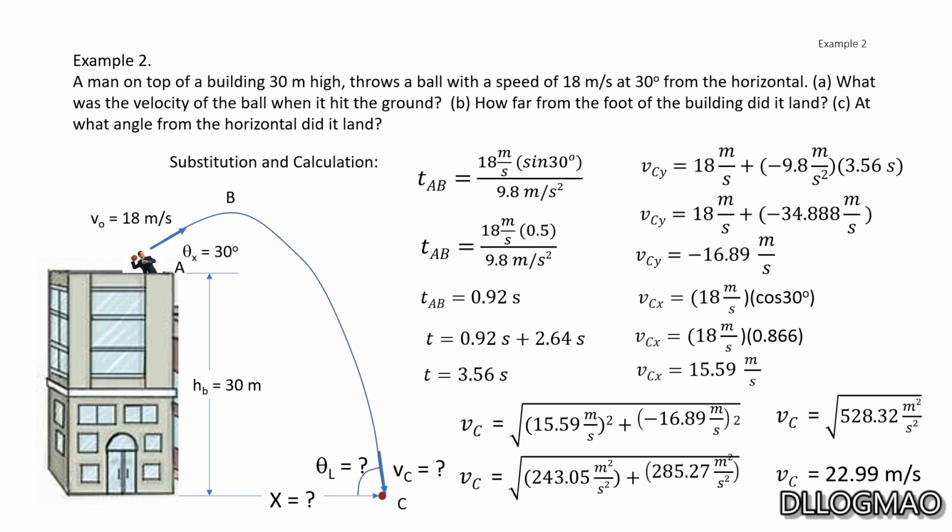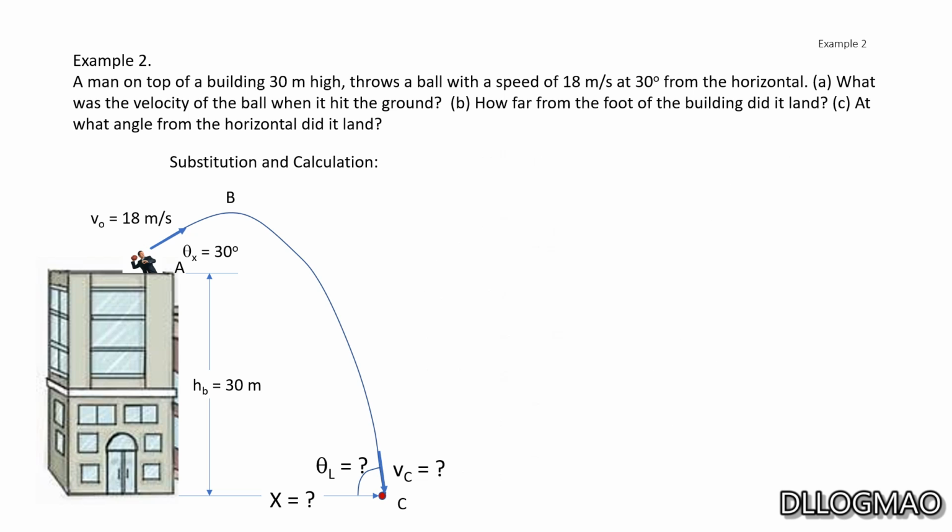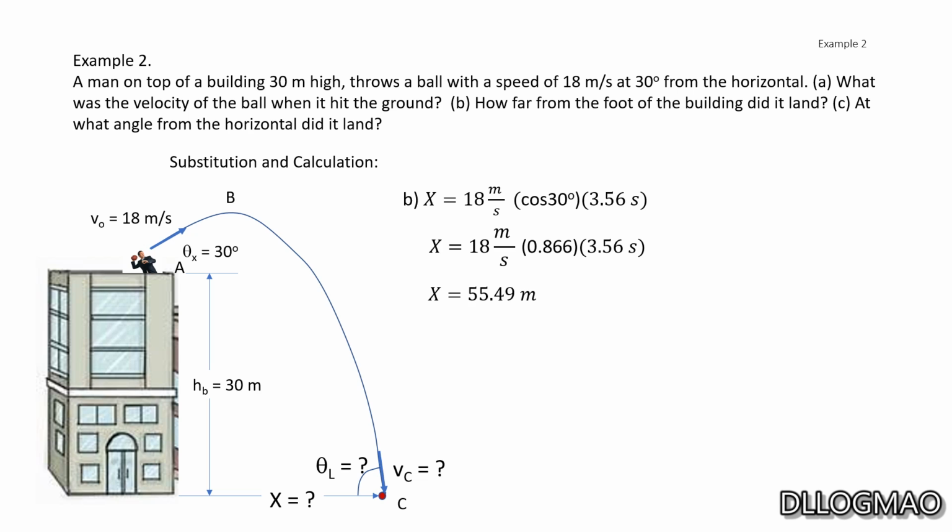Solving for the second required in this problem, x is equal to the product of 18 meters per second cosine 30 degrees and 3.56 seconds. Cosine 30 degrees is equal to 0.866. Multiplying, the result is x is equal to 55.49 meters. The third required is the angle of landing.